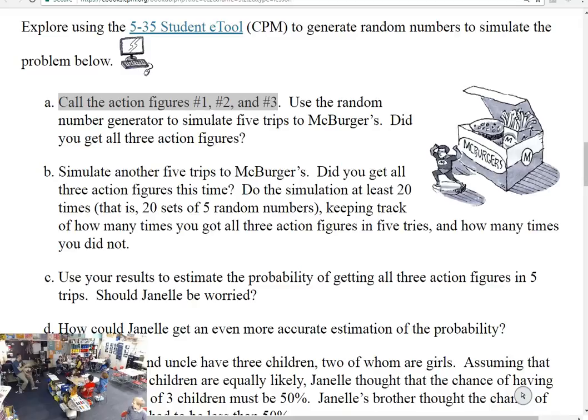Now imagine this. You go there, you get prize number 2. Then you go there, you get prize number 3. You're like, sweet, all I need is prize number 1. You go back, you get number 3. You go back, you get number 3. Really? You go back, you get number 3. Come on, this has to.